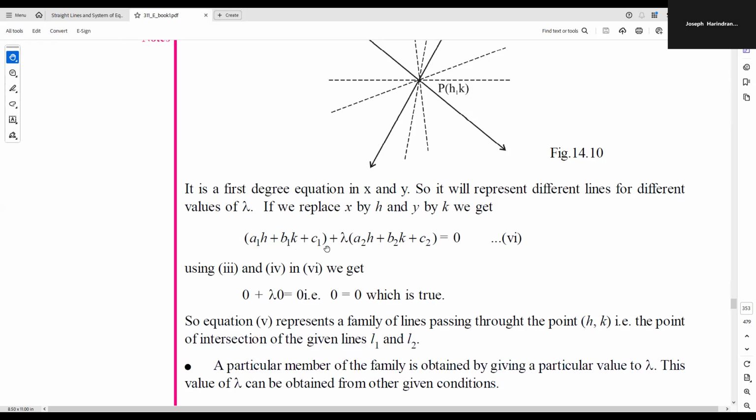A1 h plus B1 k plus C1, this is the equation of the first line, plus lambda, an arbitrary constant, into A2 h plus B2 k plus C2 equal to 0. That's all. Actually, h and k represent the x coordinate and y coordinate of the point of intersection of the two lines. Lambda can be evaluated by putting these values of h and k in, and then we'll find the equation easily.